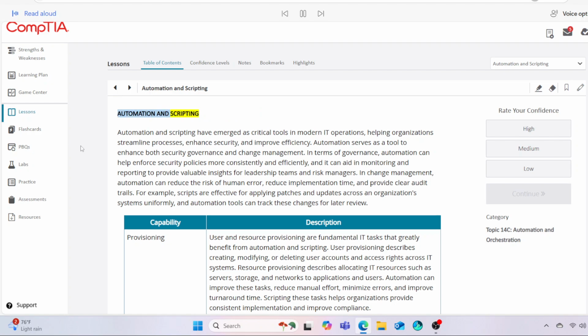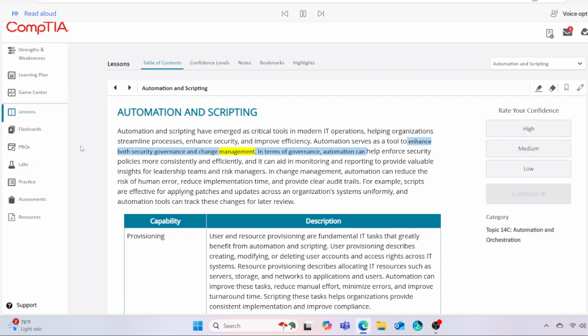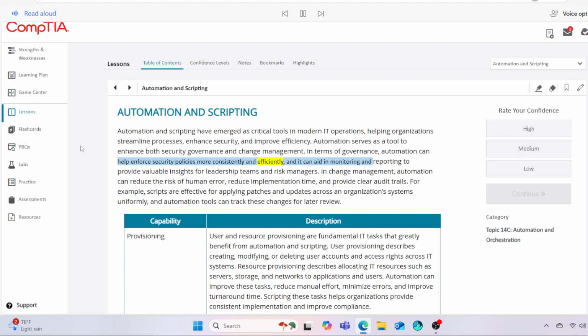Automation and scripting. Automation and scripting have emerged as critical tools in modern IT operations, helping organizations streamline processes, enhance security, and improve efficiency. Automation serves as a tool to enhance both security governance and change management. In terms of governance, automation can help enforce security policies more consistently and efficiently, and it can aid in monitoring and reporting to provide valuable insights for leadership teams and risk managers.